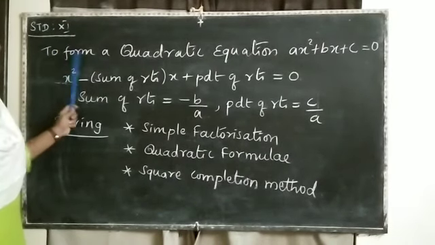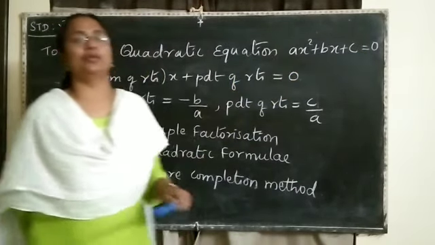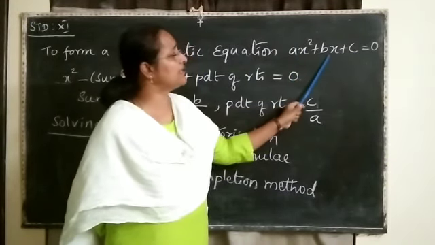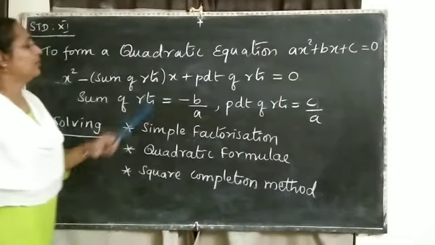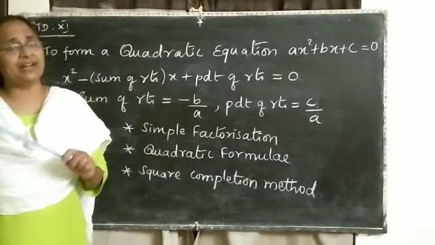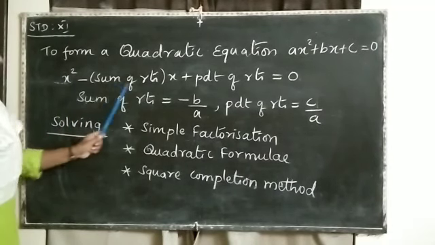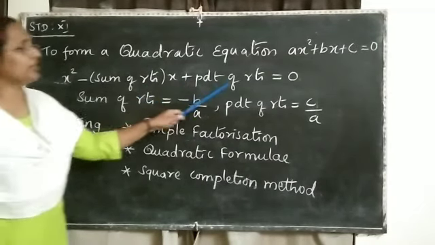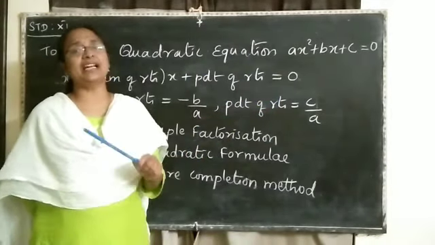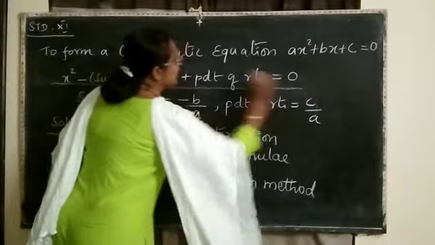The first one. To form a quadratic equation, ax squared plus bx plus c is equal to 0. Already I told you the quadratic equation is of this type. Now, in order to form such a quadratic equation, there is a format you already know, which we learned in our earlier classes. That is x squared minus sum of roots into x plus product of roots is equal to 0. This is the format to form a quadratic equation if the roots are given.